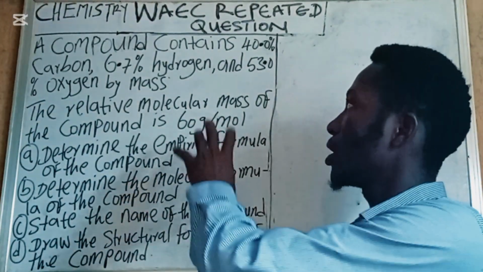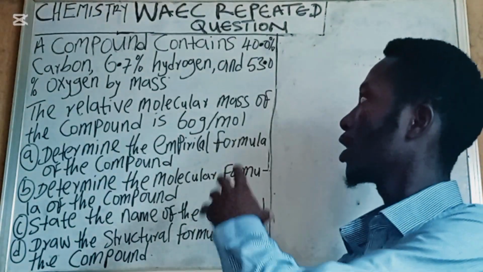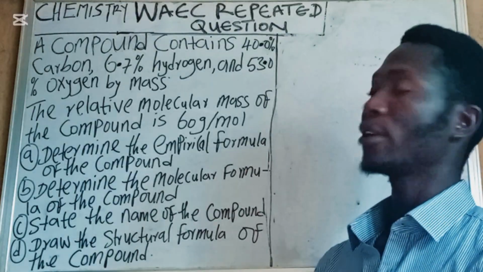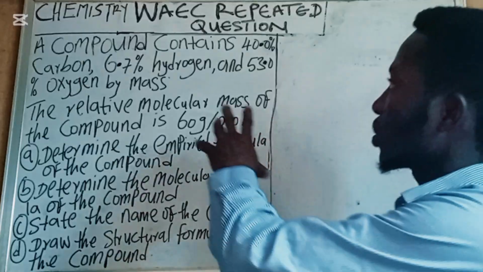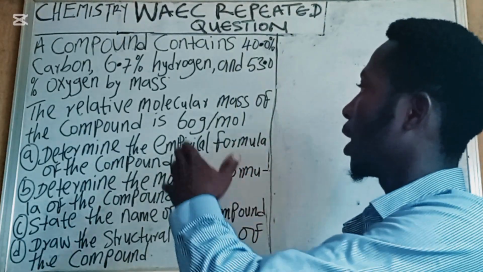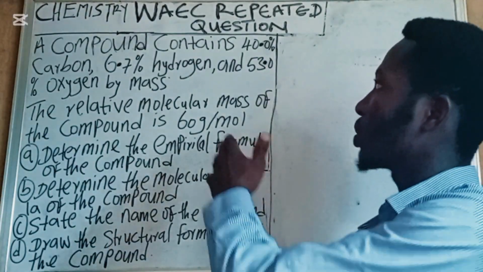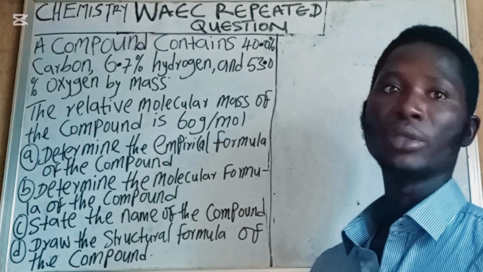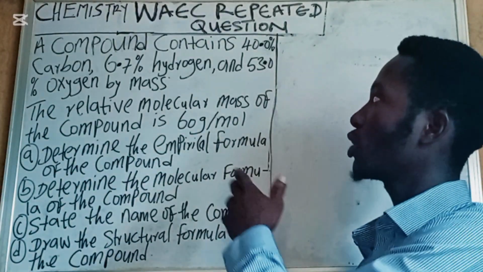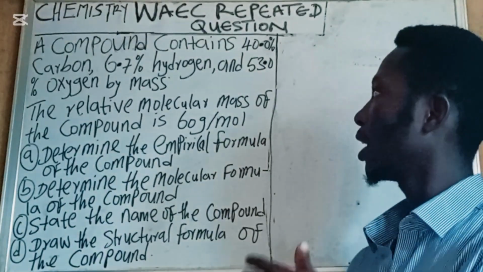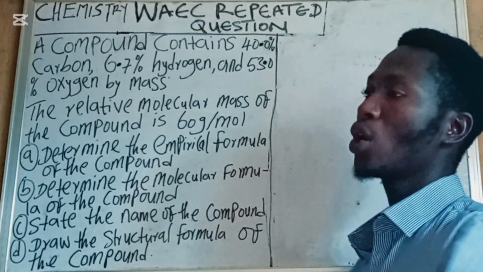Now, first of all, whenever you see a question like this, what will come to your mind first? The first thing you will do is to know the topic that this question is set from. Here, this question is set from empirical formula and molecular formula. After knowing where the question is set, the next thing is to bring out your data from the question.